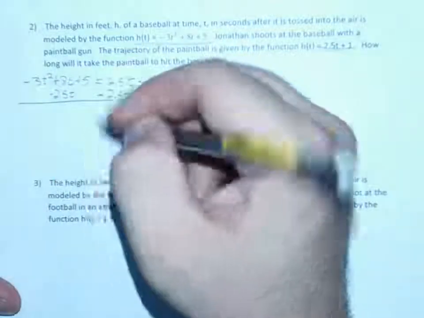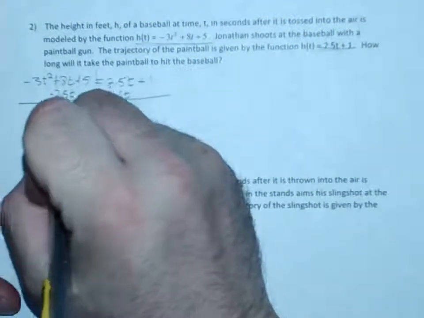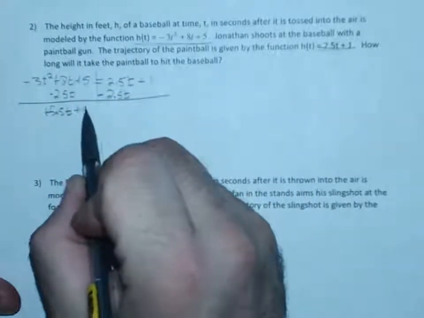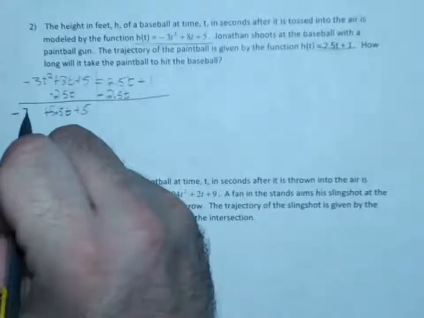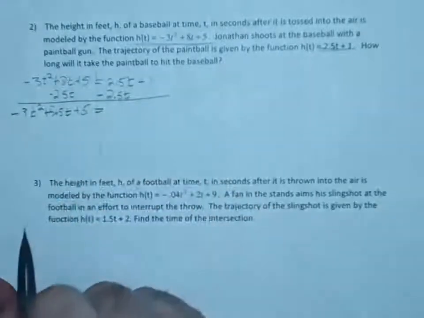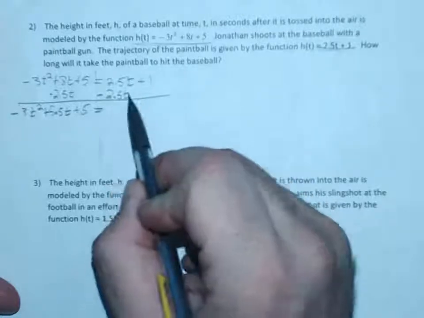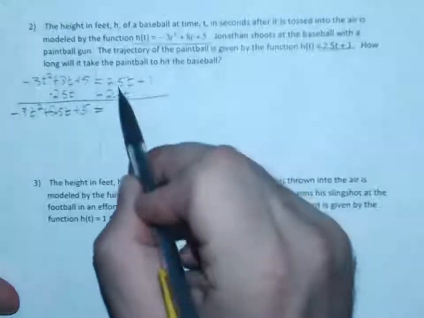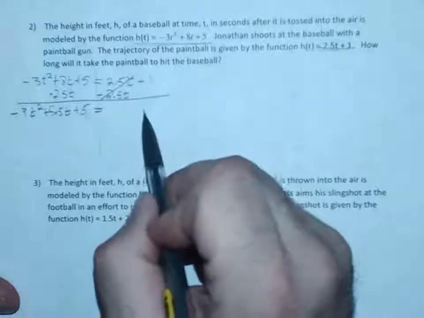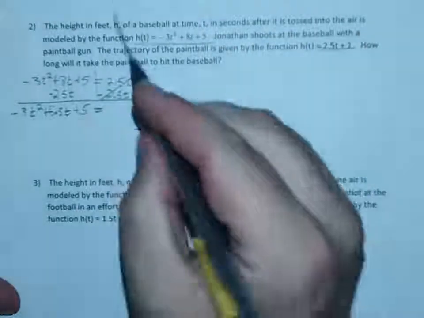So on the left side here, 8t minus 2.5t is 5.5t. That's a positive 5.5t. I still have a plus 5, and I still have a negative 3t squared, so I will copy those. And I'll put my equal sign. On the right side, 2.5t minus 2.5t is 0. That cancels out, and it leaves me with just a 1. Then I'm going to subtract that 1 from both sides.